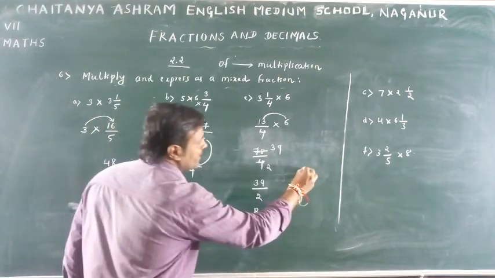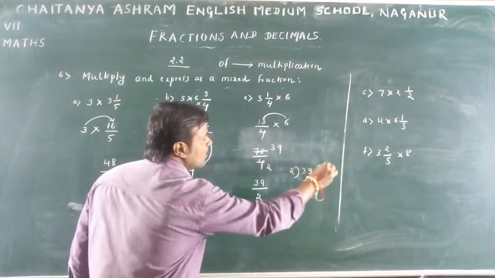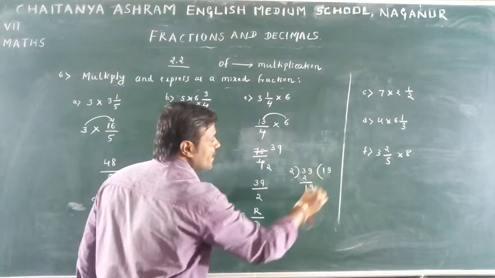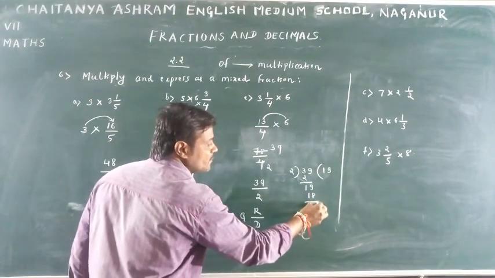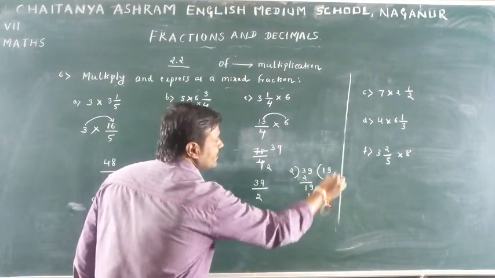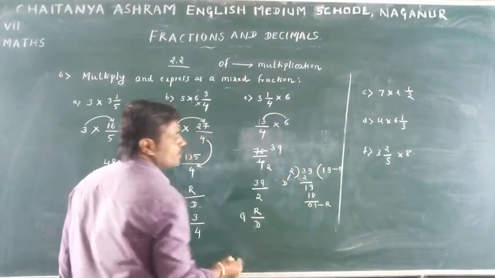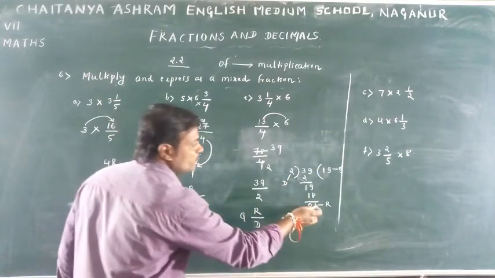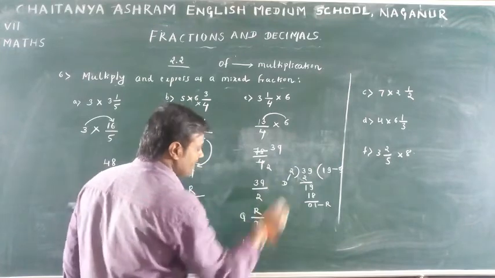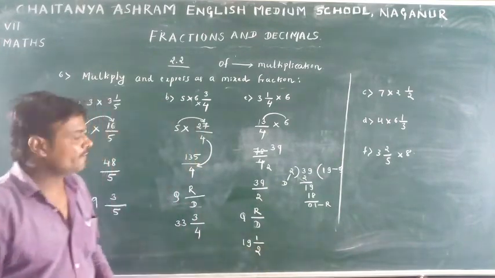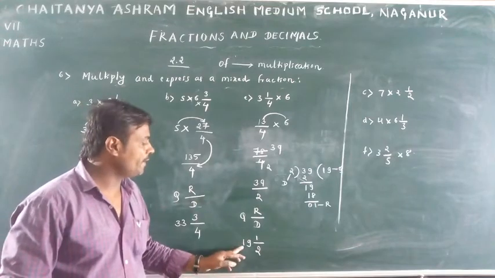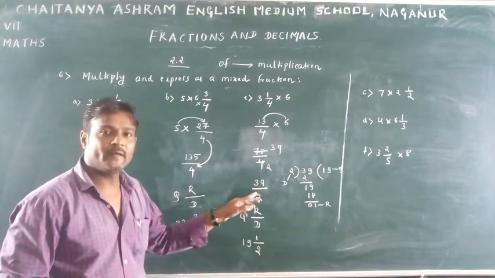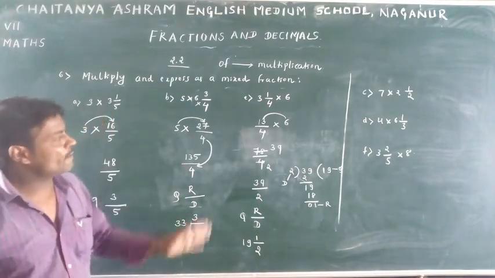Start the division process. Divide 39 by 2. 2 1s are 2. 3 minus 2 is 1. Bring the next number. 2 9s are 18. 19 minus 18 is 1. This is the remainder. This is the quotient. This is the divisor. So write quotient as 19, remainder as 1, divided by divisor as 2. So the mixed fraction form of 39 by 2 is 19 whole 1 by 2. 2 19s are 38 plus 1, 39 divided by 2. Clear? So do the same.